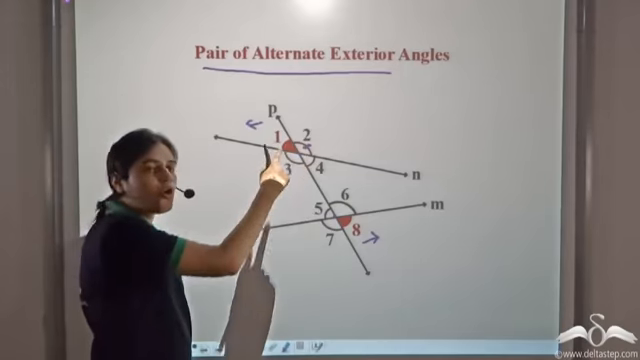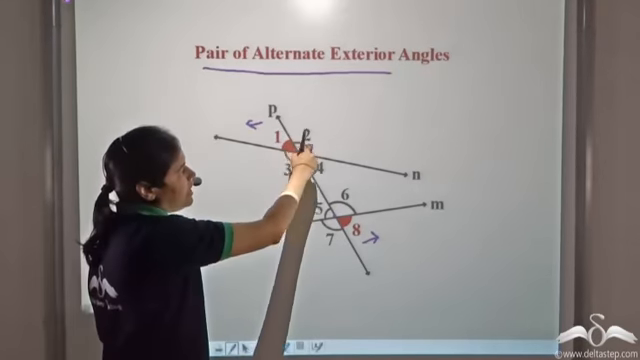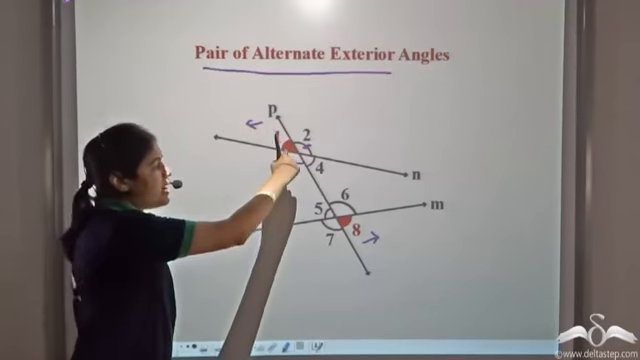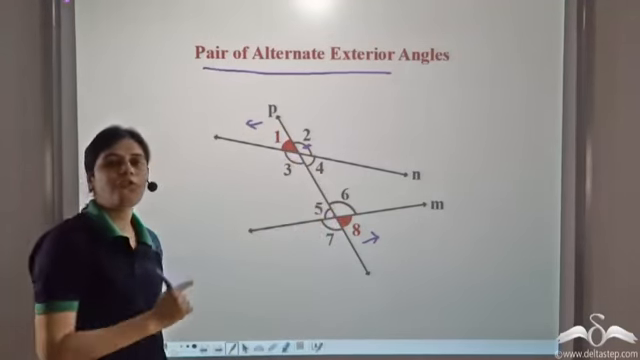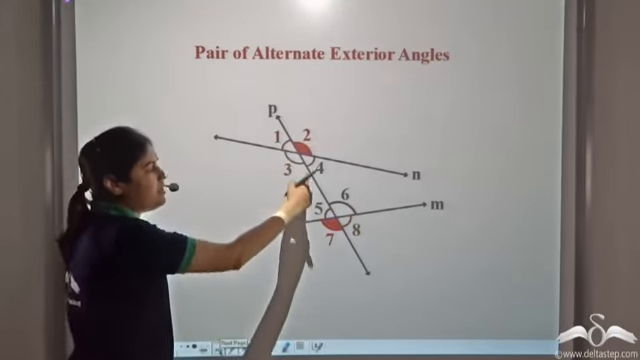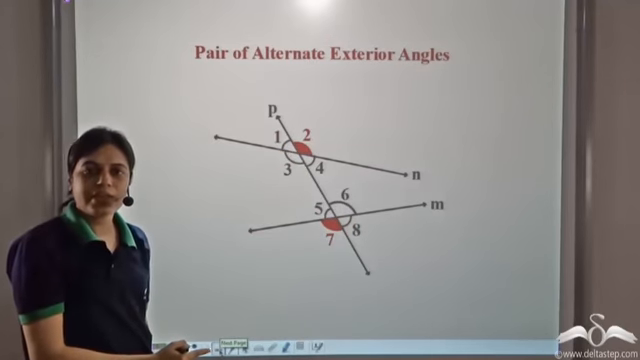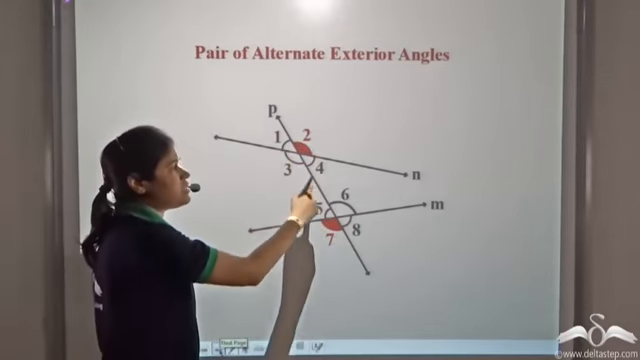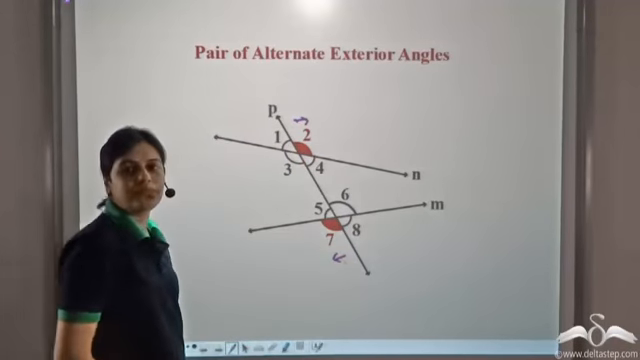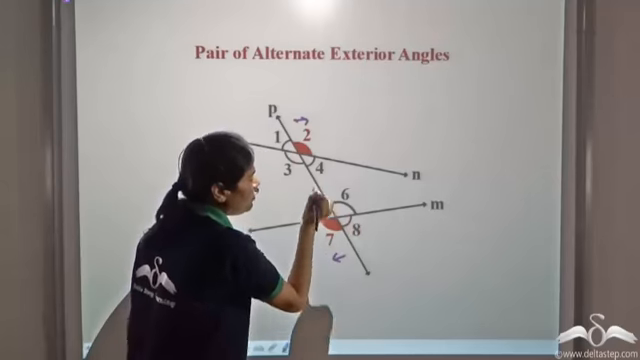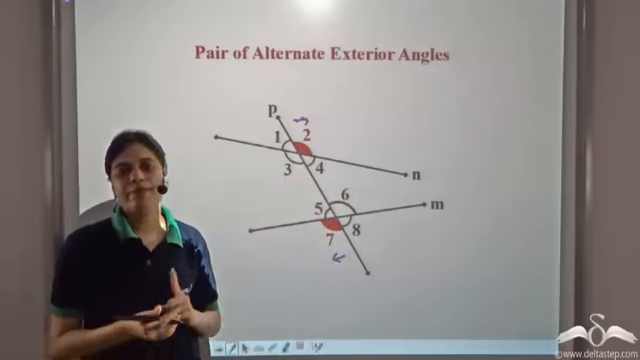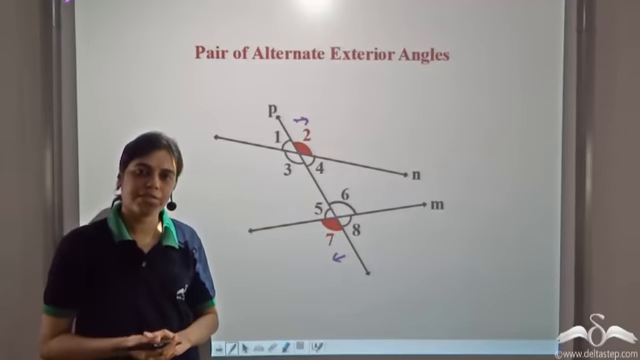Angles 1 and 2 do not lie on different vertices, so 1 and 2 do not form a pair of alternate exterior angles. Angles 1 and 8 are a pair of alternate exterior angles. Even angle 2 and angle 7 form a pair of alternate exterior angles because they are, first of all, exterior angles, lie on the opposite sides of the transversal and are formed on different vertices. So 2 and 7 also form a pair of alternate exterior angles.